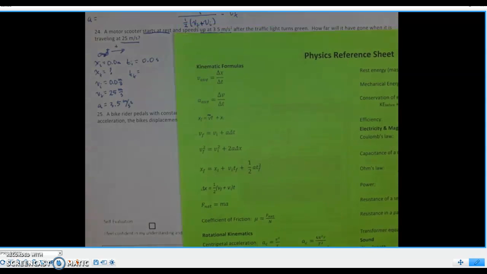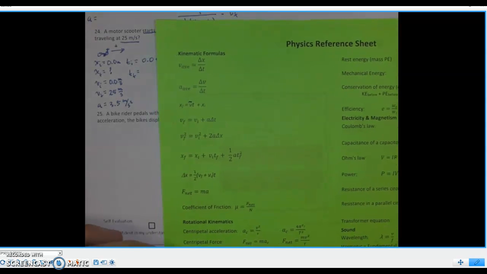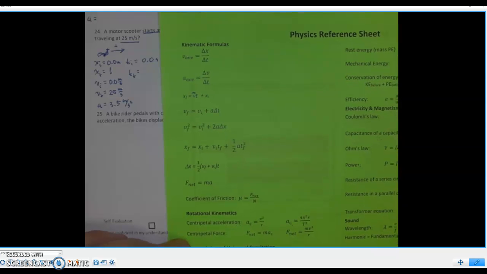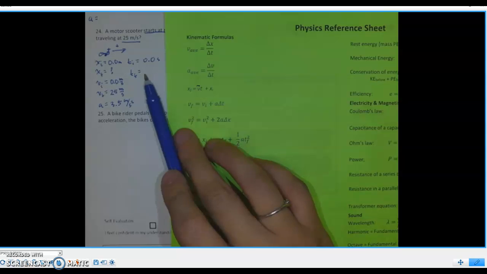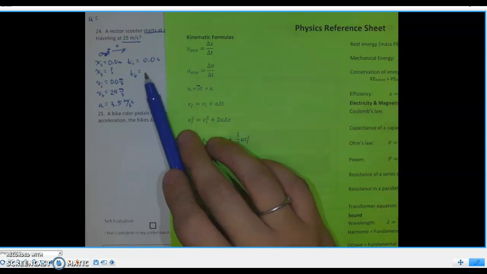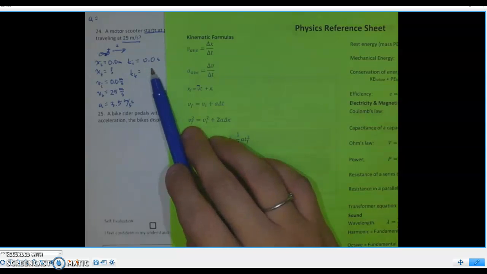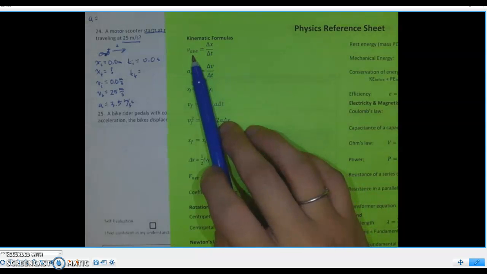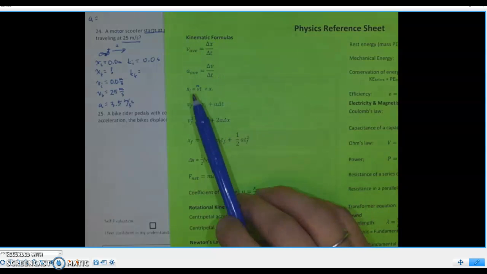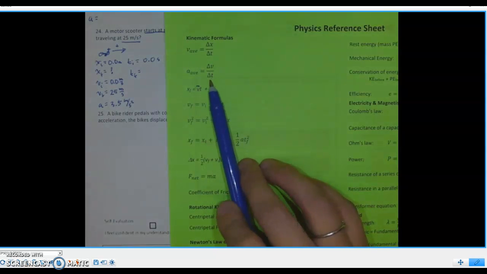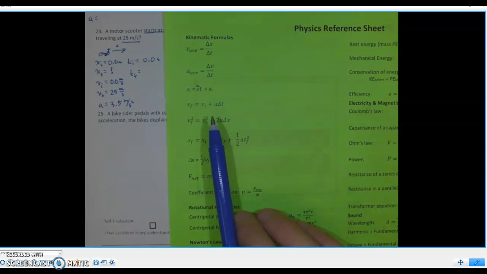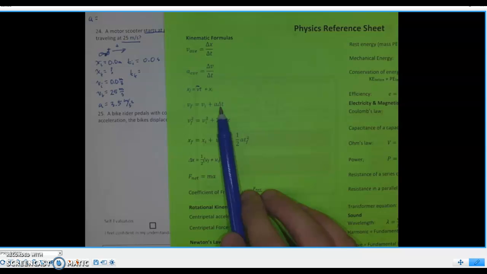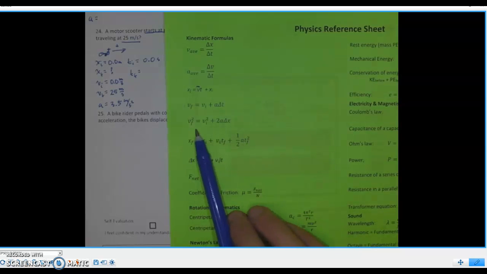Now I need to pick an equation where I know everything except for my unknown, which is x final. I do not have time final, and so I can't include an equation that has time final. This equation won't work because it's a constant or average velocity, and my velocity changes. This one has time, so that's not going to work. Average velocity or constant velocity, so I need to use a different equation. That one has time, so I can't use that one.